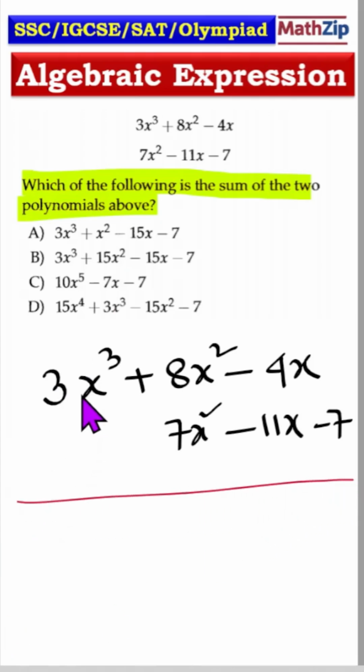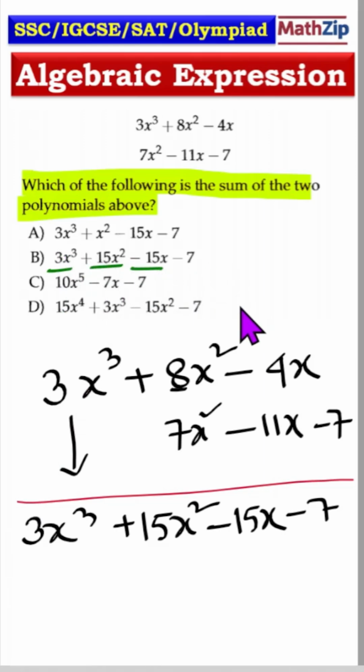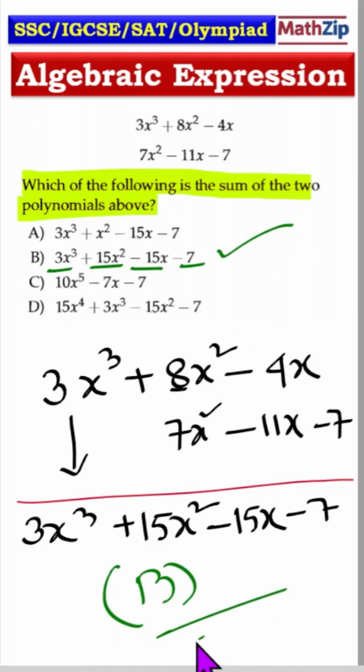So first 3x cube, here is nothing, so it will be as it is, 3x cube, then plus 8x square plus 7x square, it means 15x square, right? And then minus 4x and minus 11x, it will be minus 15x, and here is minus 7. So let's check which one is similar. Here is 3x cube plus 15x square minus 15x minus 7. It means number B. Number B is our required answer.